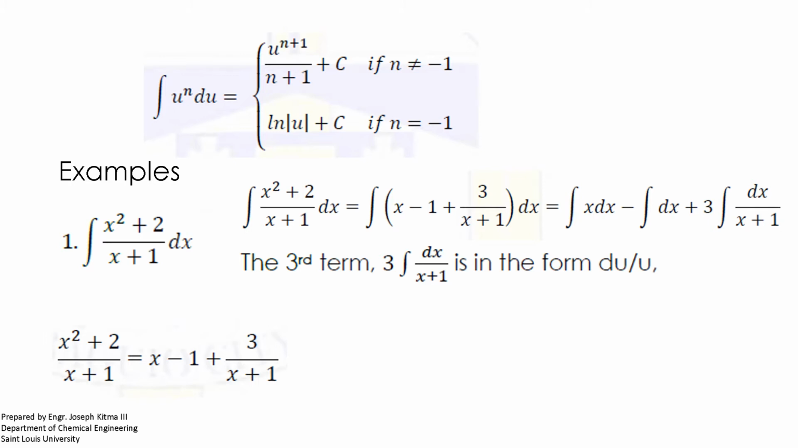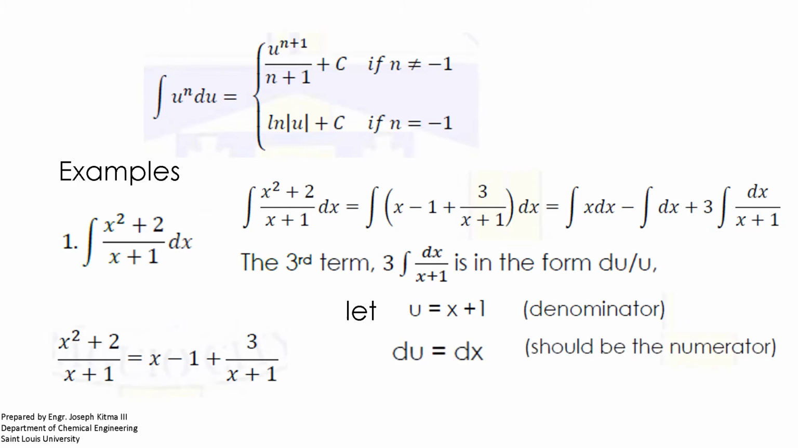It is in the form of du over u. Why? If we consider the entire denominator, which is x plus 1, and then take its differential, it will be simply du equivalent to dx. And this should be found at the numerator. Why? Because if we take, again, I repeat, the differential of the denominator, which is x plus 1, it will be dx plus 0 because the differential of 1 is 0.